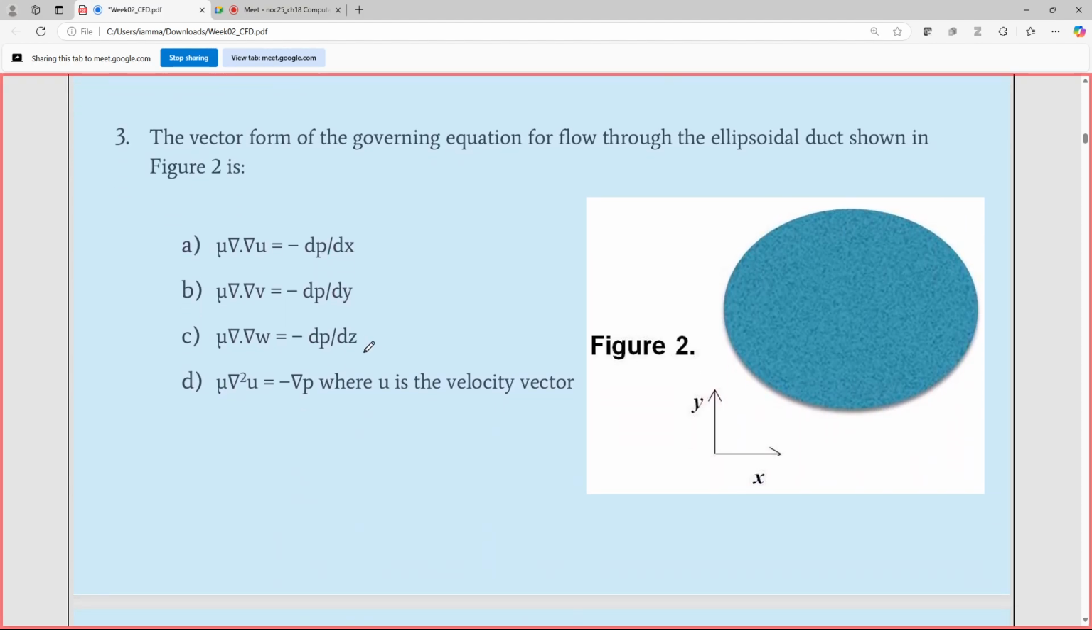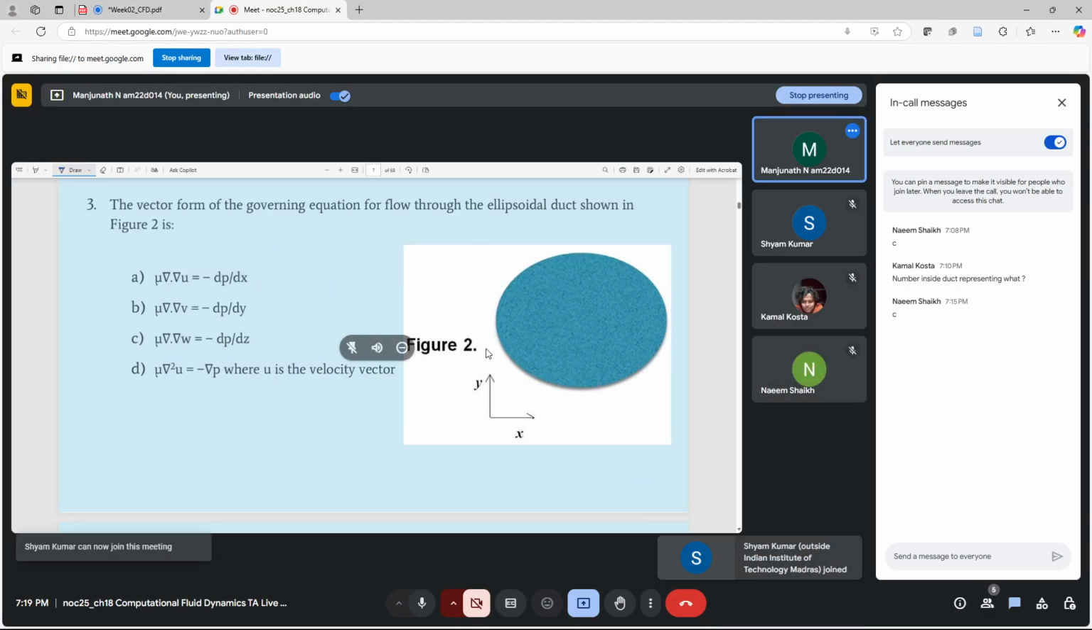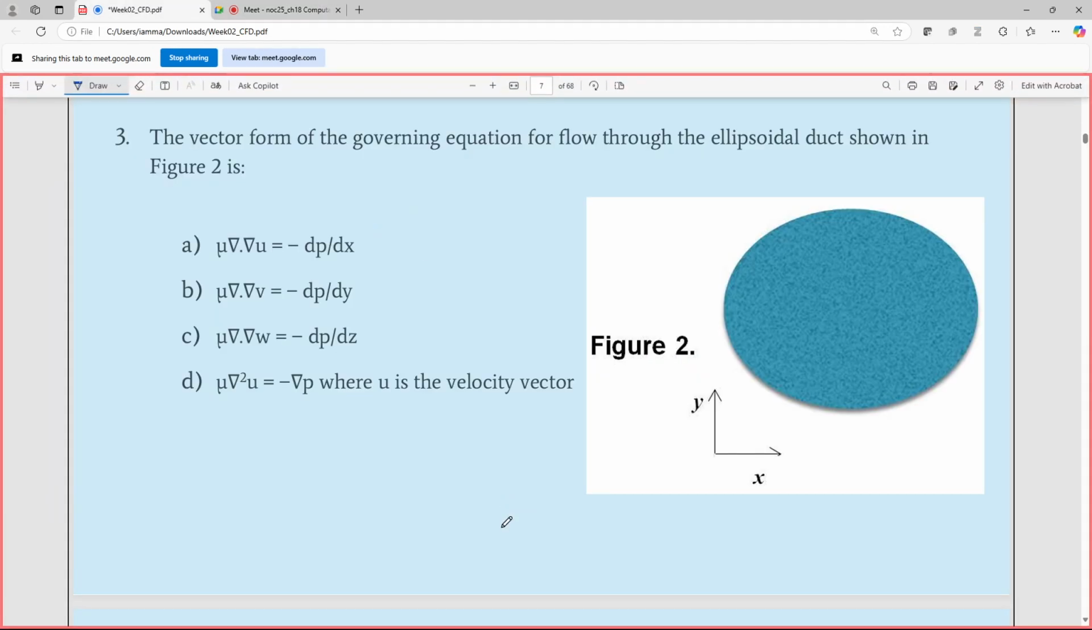Next question. The vector form of the governing equation for the flow through the ellipsoidal duct shown in figure 2. Here you can see an ellipsoidal duct. So the question is, what is the vector form of the governing equation for the flow through the ellipsoidal duct shown in figure 2?